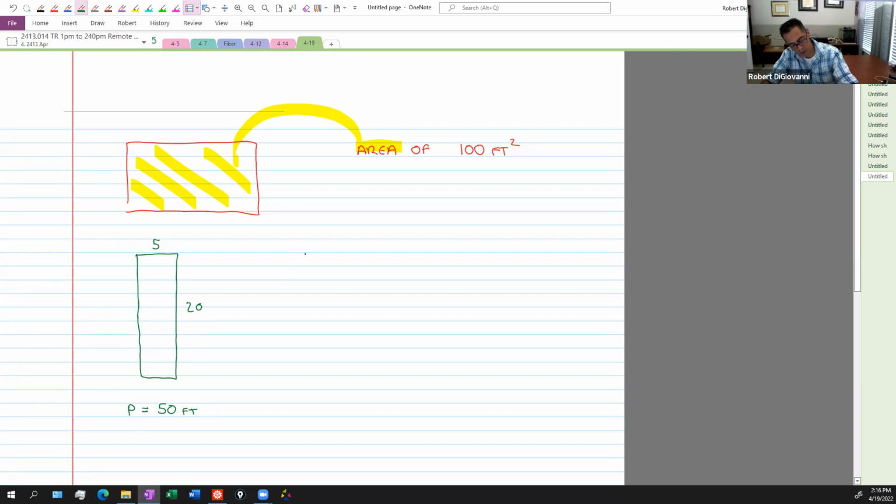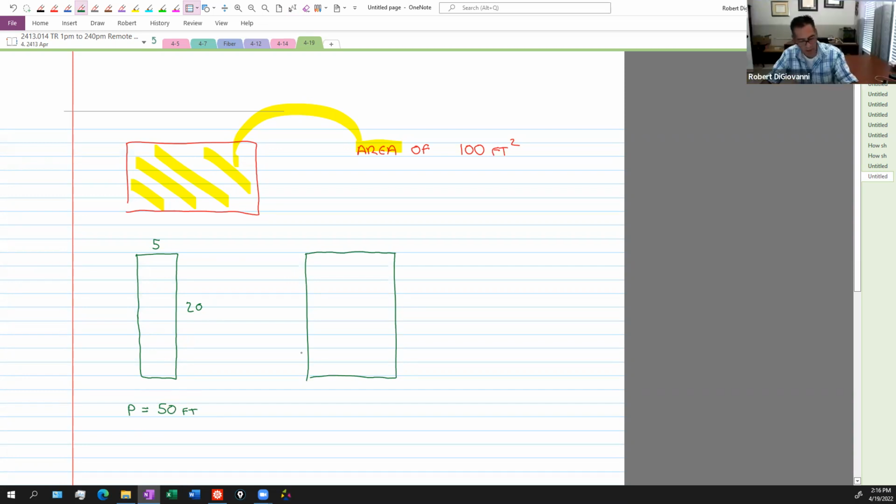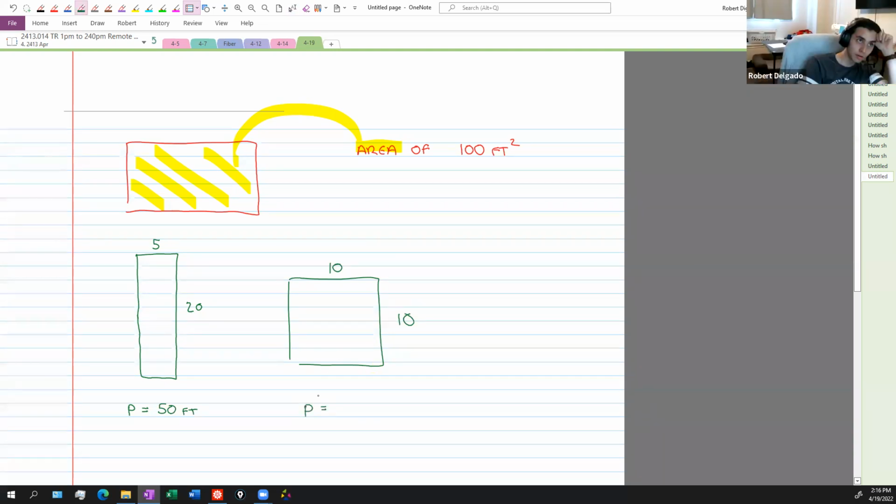I could also do this. Well, obviously I could do 10 by 10, right? I hope that's obvious. 10 by 10. That would give me 100. How much fence am I going to use here? 40. All the way around, right? A square. That's better, right? That's more efficient, isn't it? To do it this way than that way.